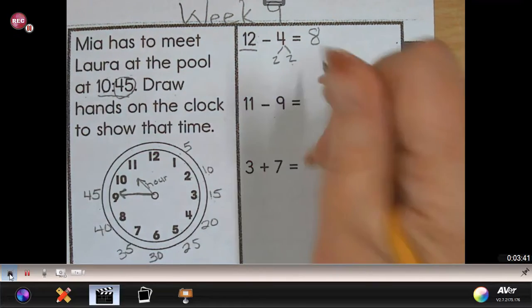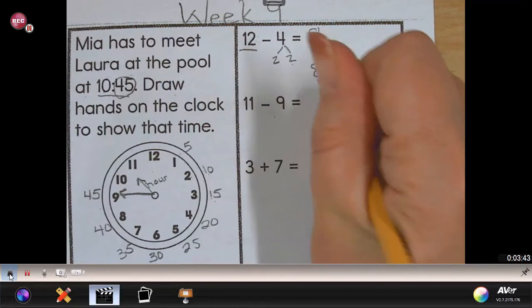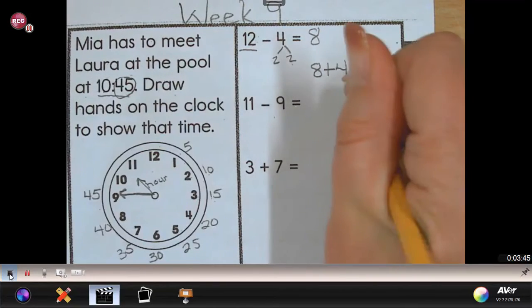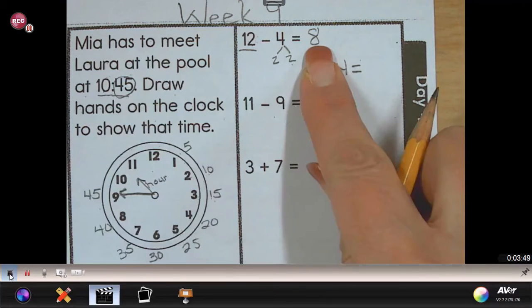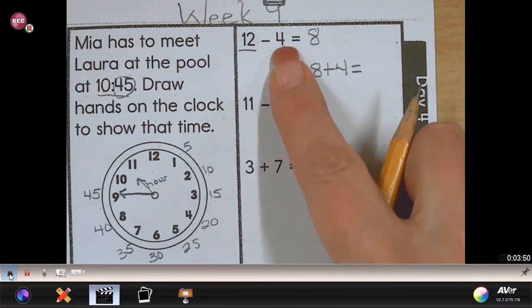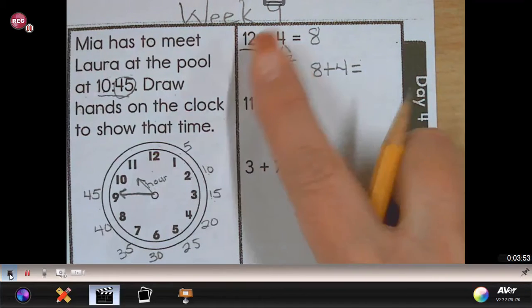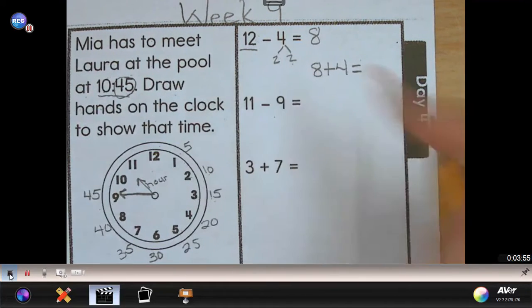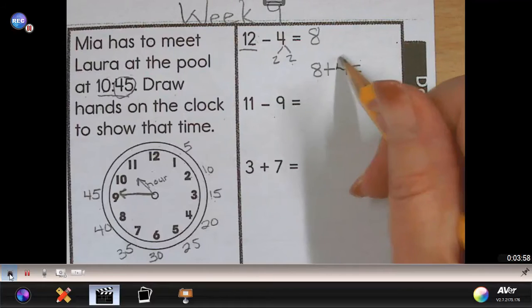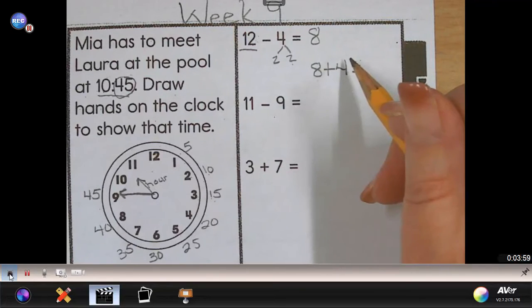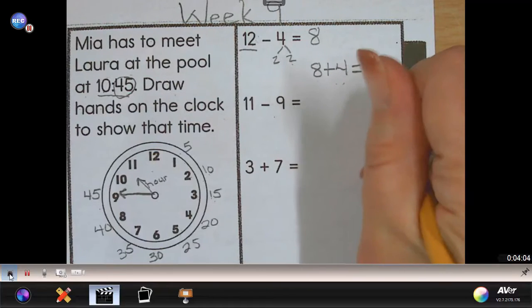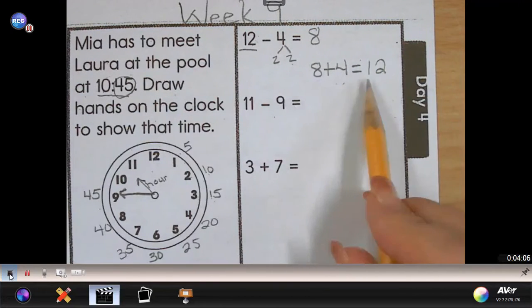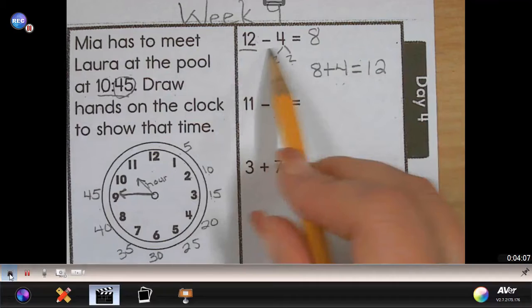Remember, you can always check your subtraction by using addition. If I'm finding my missing part, when I add it back to the part that I subtracted, I should get my total of 12. So 8, 9, 10 for 2 more, and then 2 more after that would be 11, 12. So 8 plus 4 is 12. 12 minus 4 is 8.